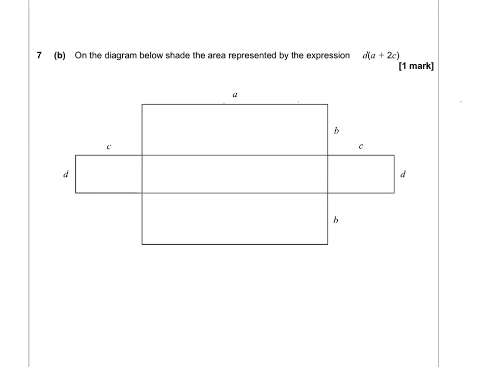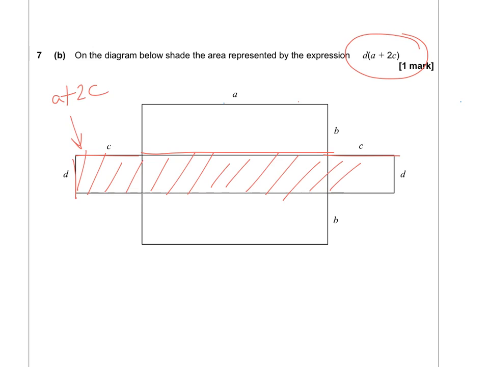7 part B. On the diagram below, shade the area represented by the expression D multiplied by A plus 2C. Now A is this distance here, this is C, this is C, so that red line here is the distance A plus 2C. Now this is being multiplied by D, which means the area that's relevant is all of this.